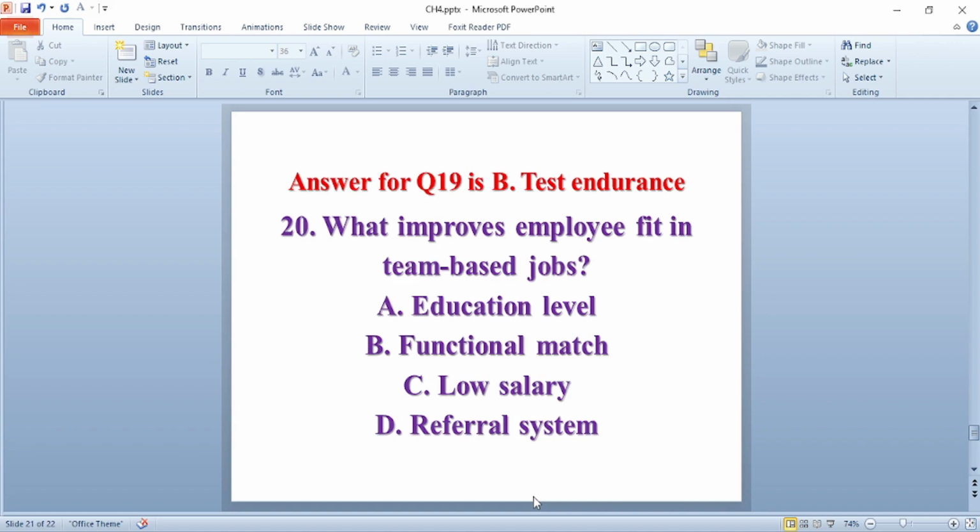Question number 20. What improves employees' fit in team-based jobs? A. Educational level. B. Functional match. C. Low salary. D. Referral system. The answer for this question is B. Functional match.